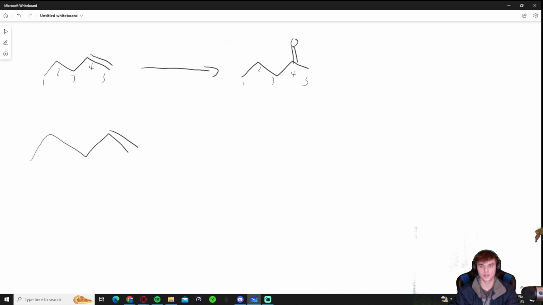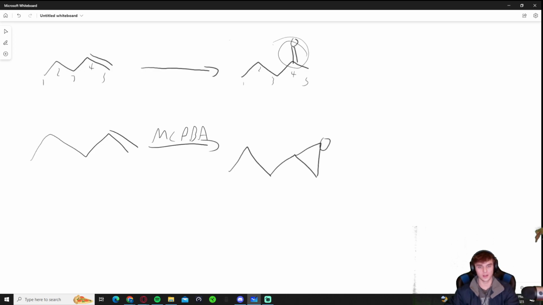We'll draw this. How are we gonna make it have this oxygen? This right here. How are we gonna do that? Well, there's a few things we need to do. First thing we can do is hit it with mCPBA. Now what that's going to do is make it into an epoxide, I believe. Put the oxygen right there. Drew it a little wrong, but you know.